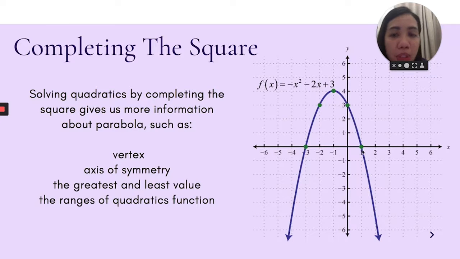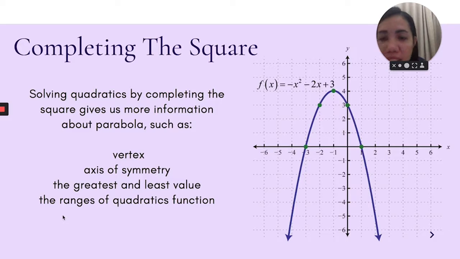In this parabola, actually the greatest value is y equals to 4. Yeah, for the greatest value, actually we only get the value of y. So in here, y equals to 4. So the greatest value of this quadratic equation is y equals to 4.